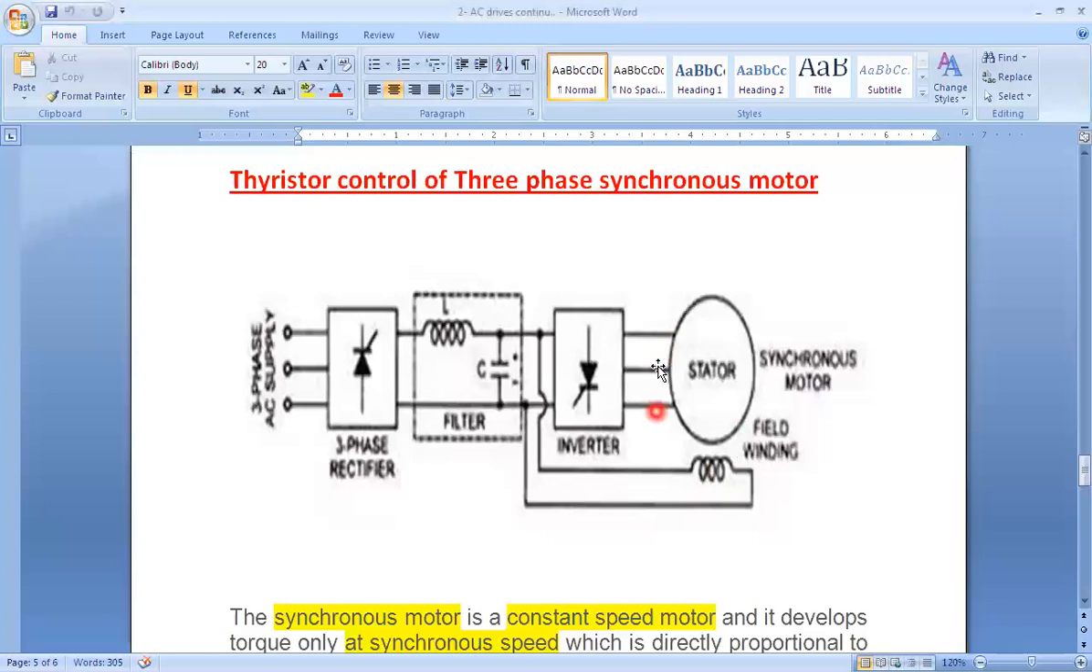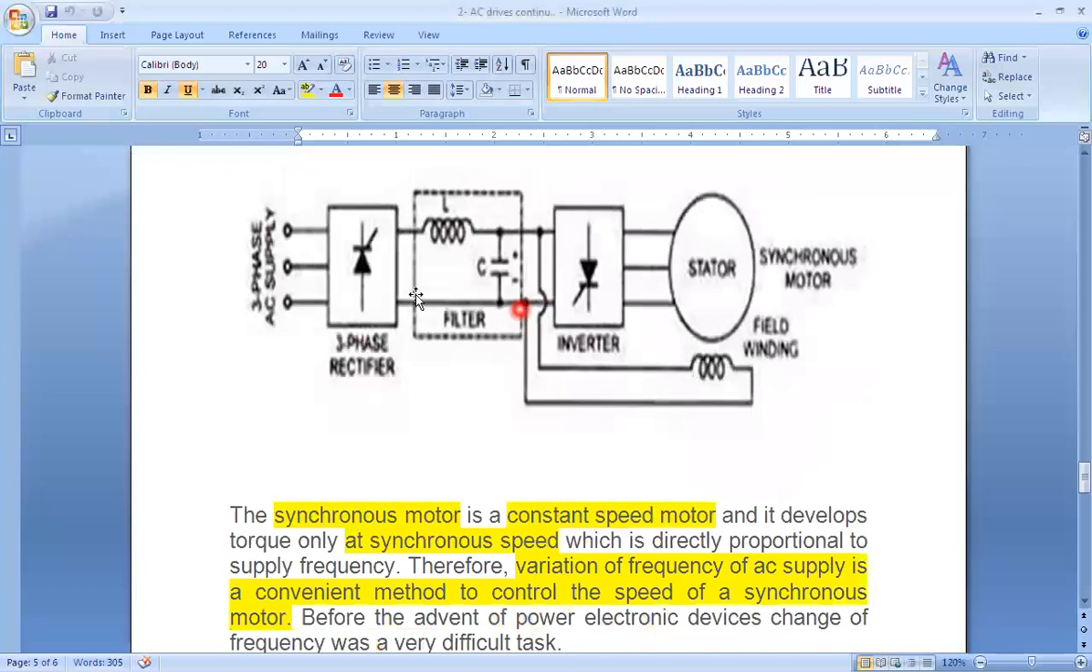Here the input of this stator winding is connected through a three-phase AC supply. This AC supply is connected with the three-phase controlled rectifier. By controlling the firing angle from zero to its highest value, we can control the input DC voltage to this inverter. Using this LC filter circuit, we minimize the harmonics so that we get a steady DC voltage. This variable DC voltage from the three-phase rectifier across the inverter input gives us a variable AC voltage across the output of the inverter.